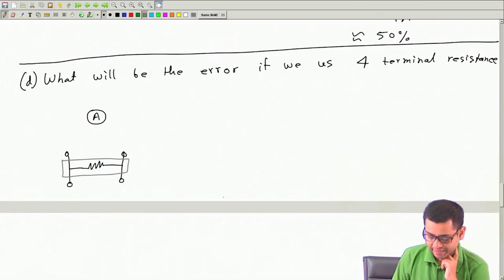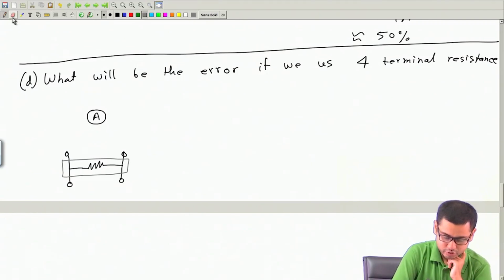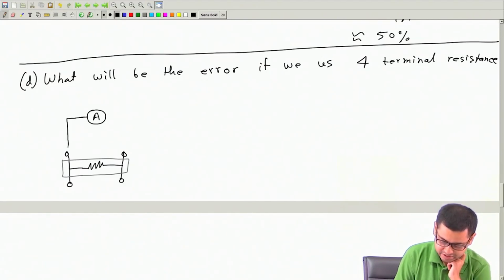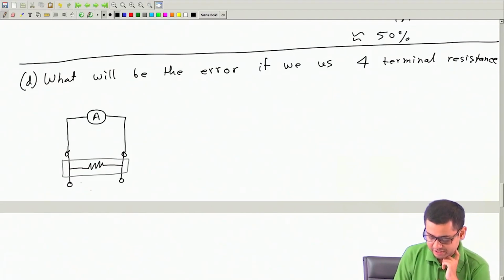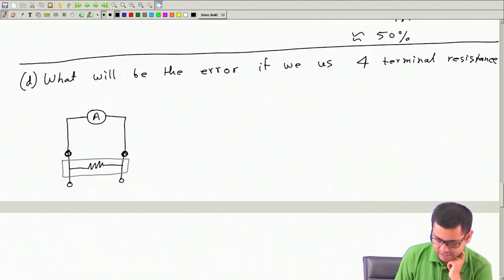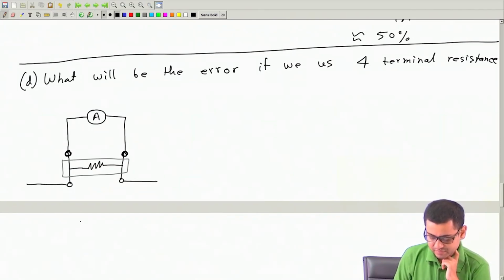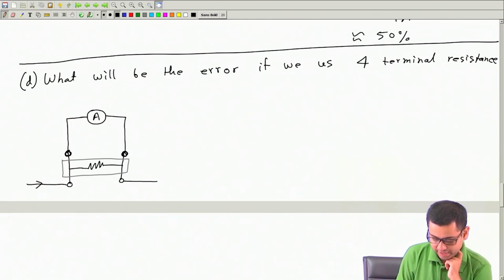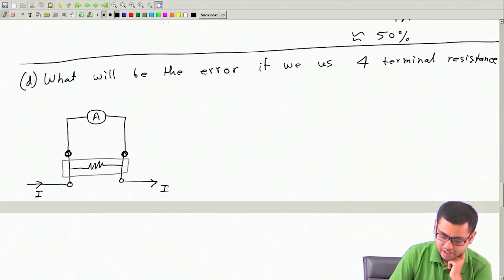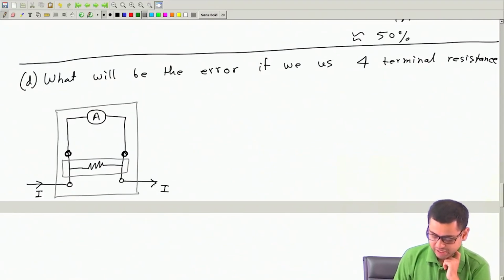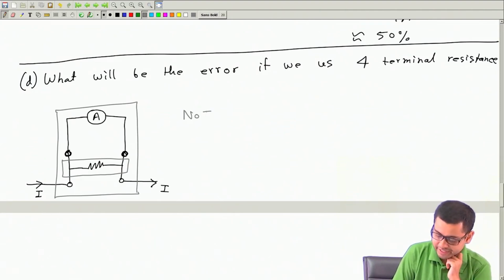Now it's important to know how to connect this 4 terminal resistance as a shunt to this ammeter. So carefully note this connection. If you make any mistake, then you will have a huge error. The way we should connect it is like this. Connect the ammeter to 2 terminals and make the other 2 terminals the inlet and outlet of the unknown current. So current I will enter through this and will leave through this, and this is my entire ammeter. Okay, this is how you should connect it. So note the connection very carefully.